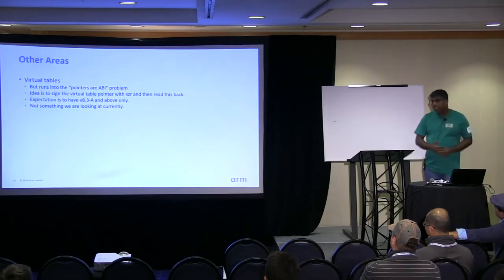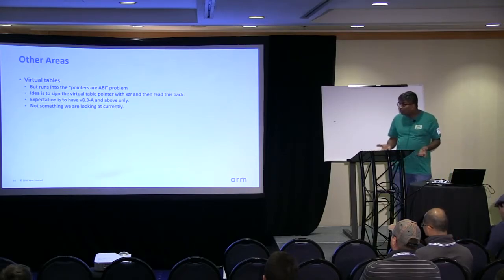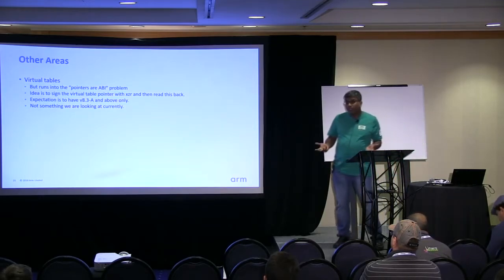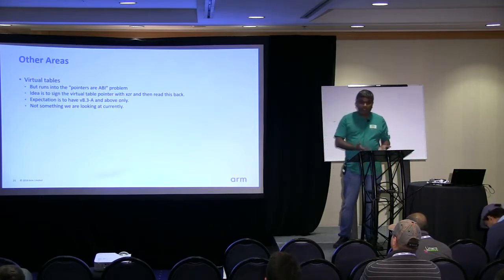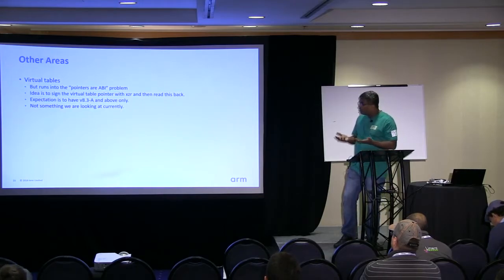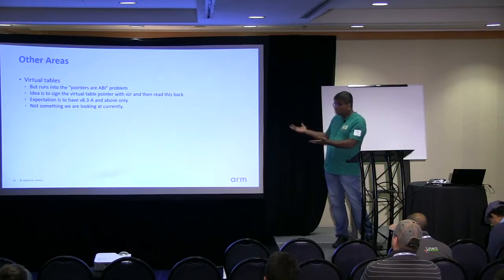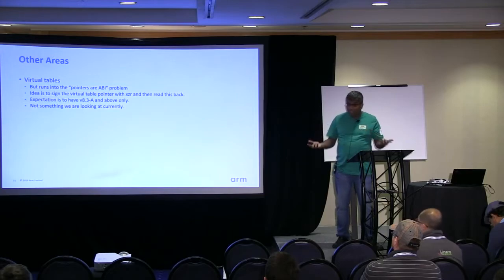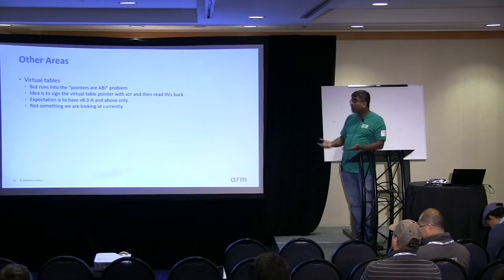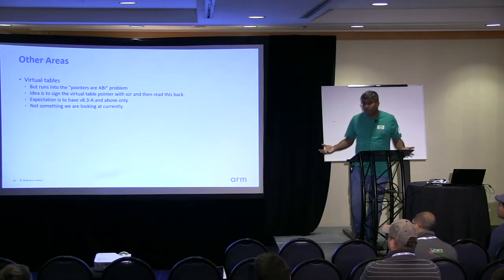There are other areas where this could be used. Virtual tables is a problem, and I don't know how to solve that particular problem, where people would like to attack virtual tables, but it runs into the problem that pointers are ABI. Is there something we could do to help with that? I don't know. Is there something creative that we could come up with as a solution? I really don't have a good answer for that. That's an open problem right now.